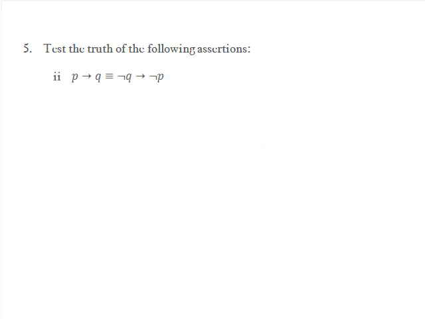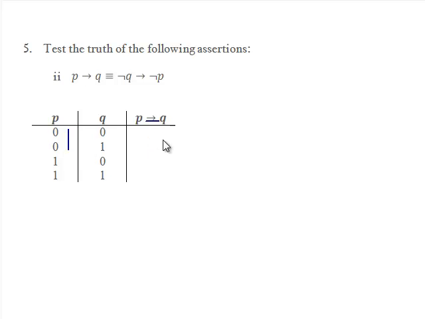Question 2. P implies Q. Well, as before, we'll start off with a P and a Q, and we'll write them in the same way. The implies statement here is true when the first term is false. So those two values there will give us true in the output.